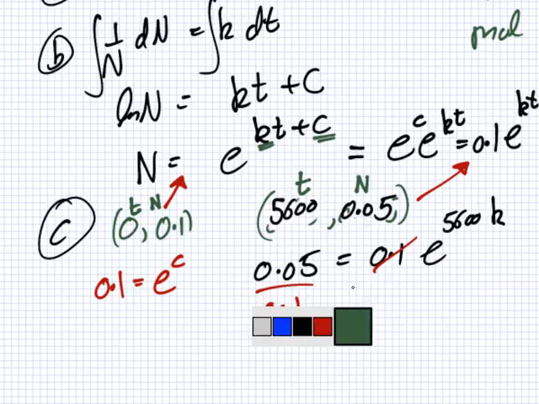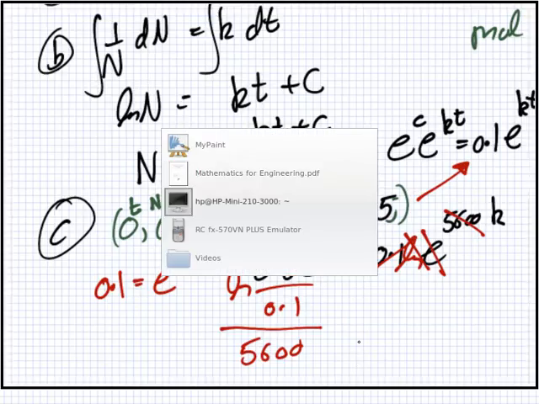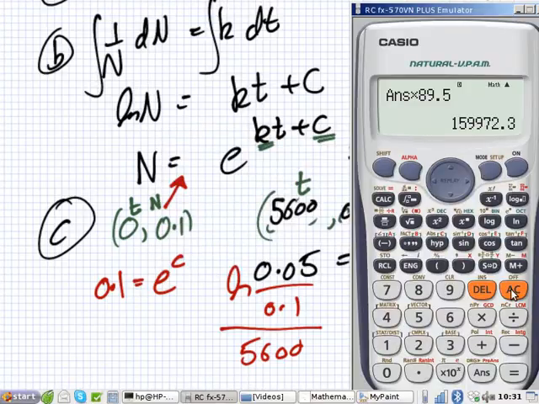Okay, continuing. What should I do next here, guys? What should I do next after I divide by 0.1? Log will cancel the E. Then what should I do? Divide by 5600. Yeah, we did it. Okay, so let's just hit that in.